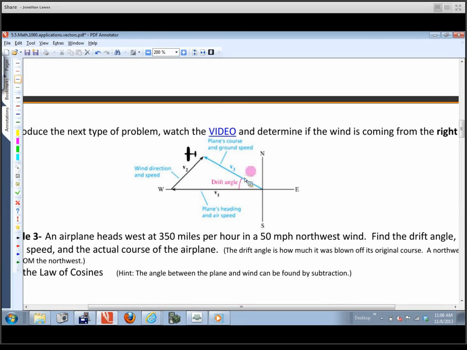So what we're interested in figuring out is, how fast is it actually going? Because the wind is definitely going to affect its ground speed. And what is this drift angle? How far has it been blown off course?